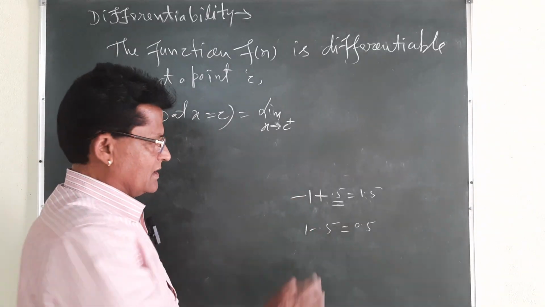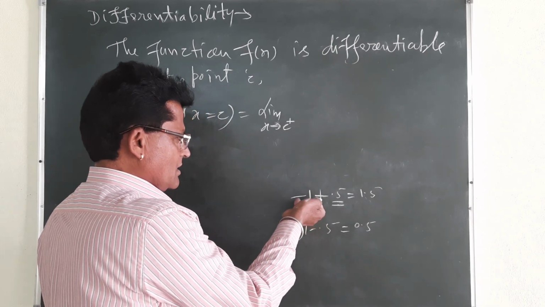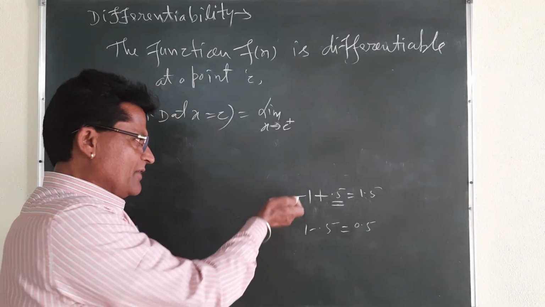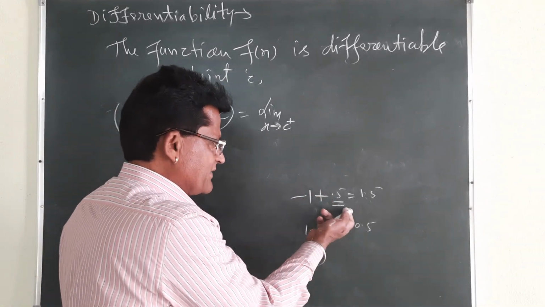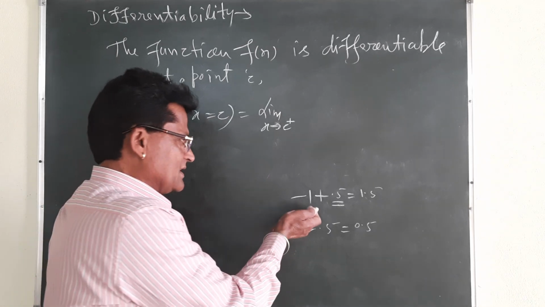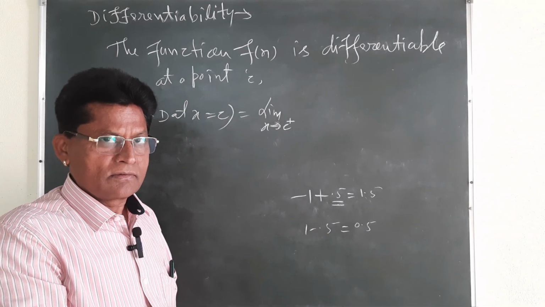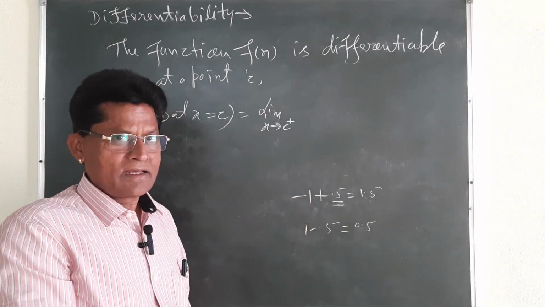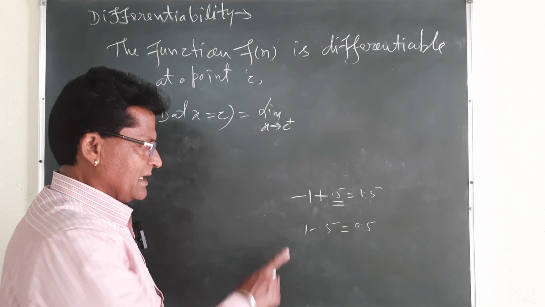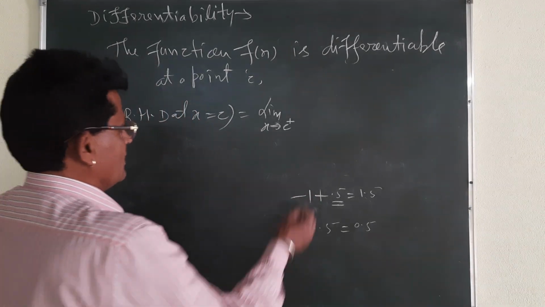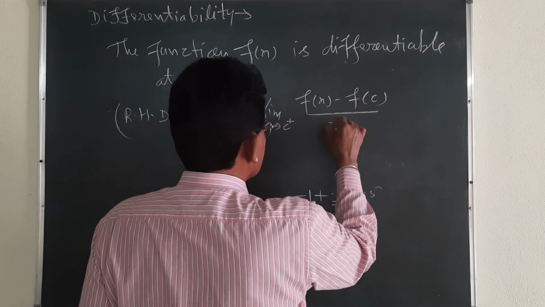Left side of 1. We have taken 1.5 on the right side of 1, and you can take 0.5 on the left side of 1. That will be the left hand derivative. On the right side, that will be the right hand derivative, or on the left hand side of 1, that will be the left hand derivative. At what point? 1. If both are equal, then the function will be differentiable. Easily you can check it. What is that? f(x) minus f(c) over x minus c.